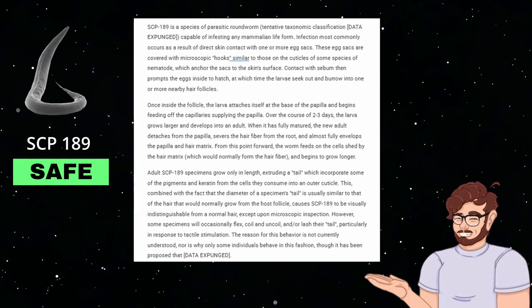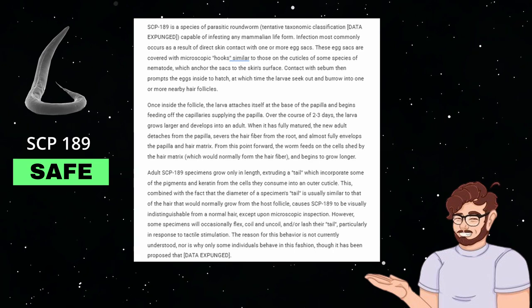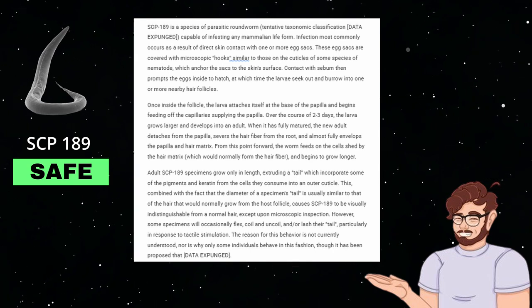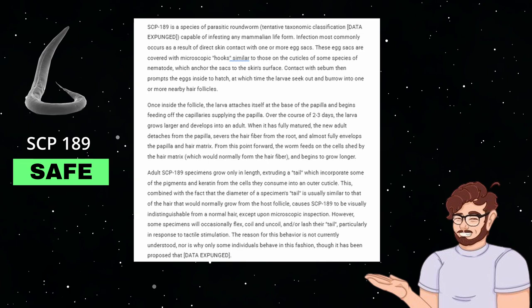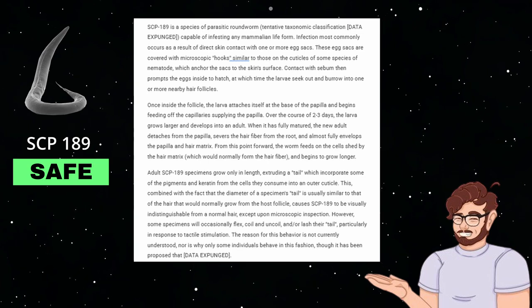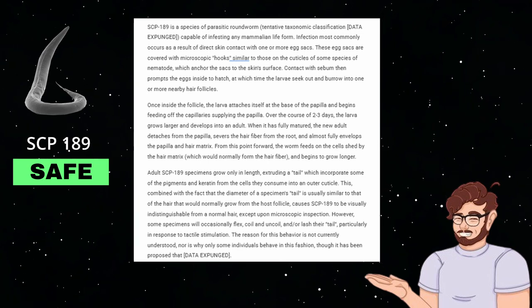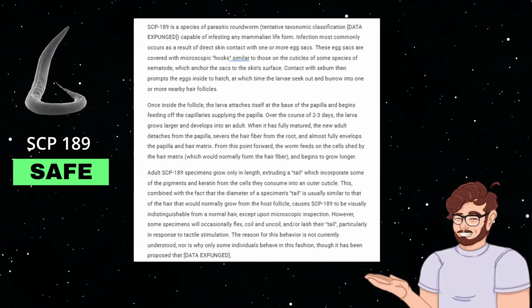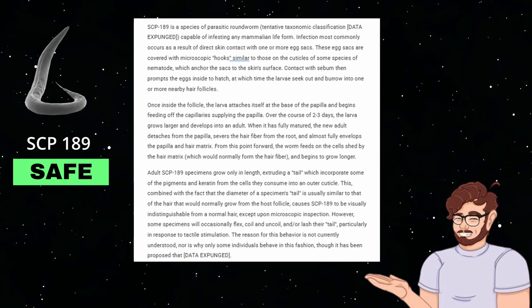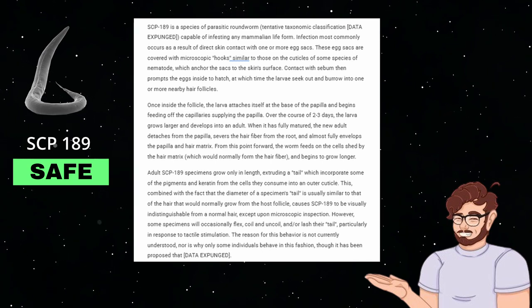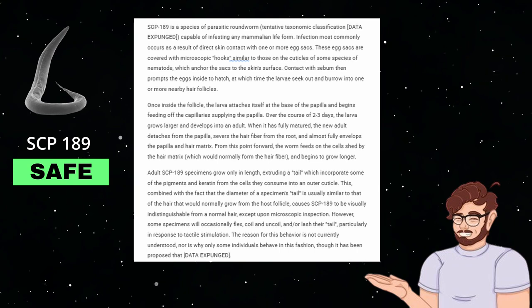except under microscopic inspection. However, some specimens will occasionally flex, coil or uncoil and/or lash their tail, particularly in response to tactile stimulation. The reason for this behaviour is not currently understood, nor is why only some individuals behave in this fashion, though it has been proposed that data are expunged.